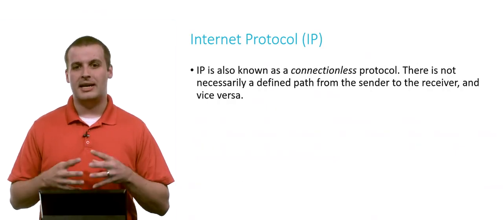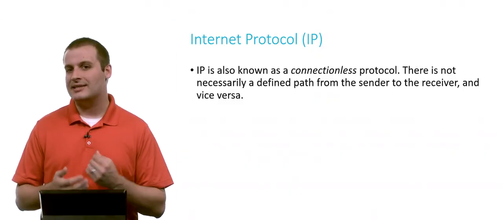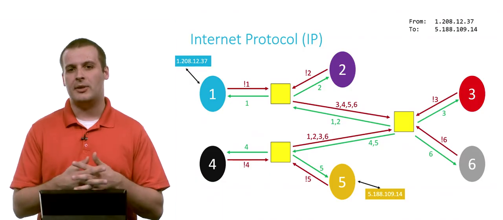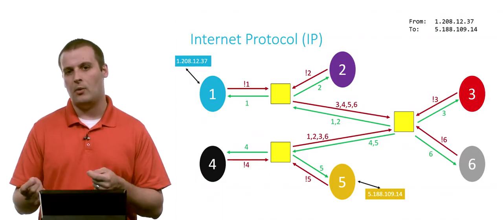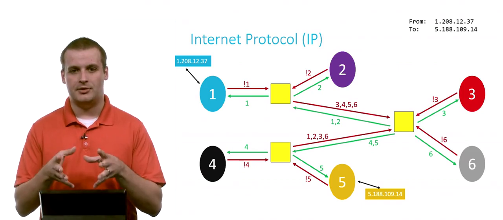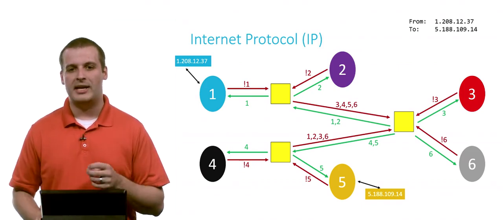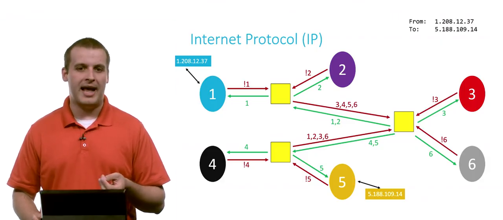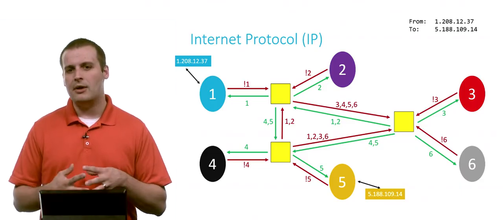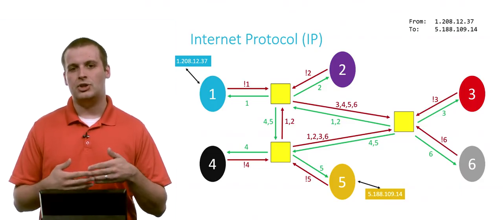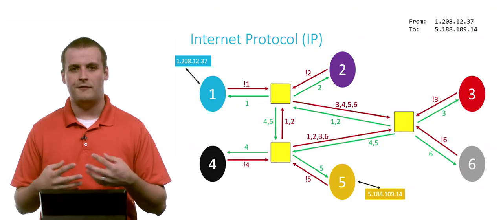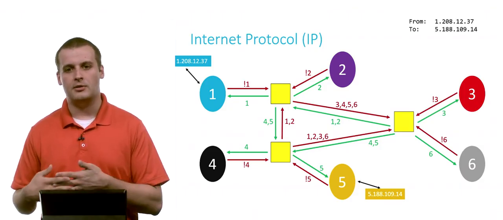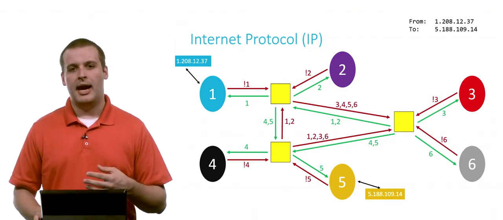IP is also known as a connectionless protocol. There is not necessarily a defined path from the sender to the receiver, or vice versa. Now, in this example we've talked about, there actually is only one way to get to every network. So in this particular illustration, there actually is a defined path from point A to point B, but we can change that by just making one modification to the two routers on the left by adding this condition to their router tables. Now notice that from the top left router, there are actually two ways to deal with a 4 or a 5 IP address. It can go down to the lower left router, or it can go to the right router. It has multiple options. And this is actually kind of a good thing, right?